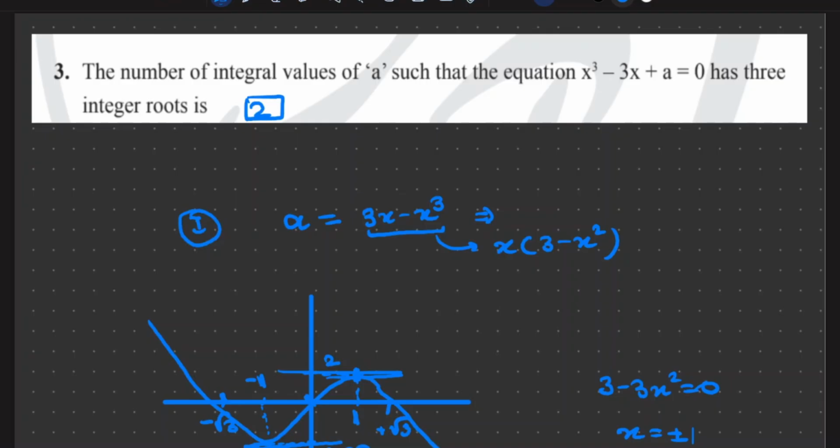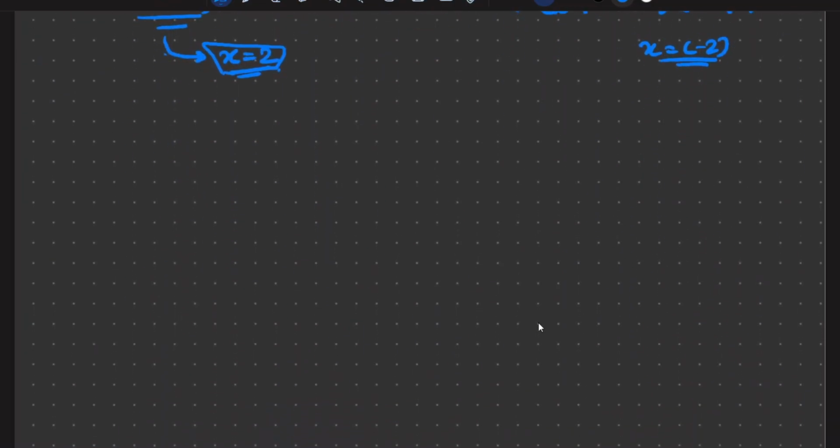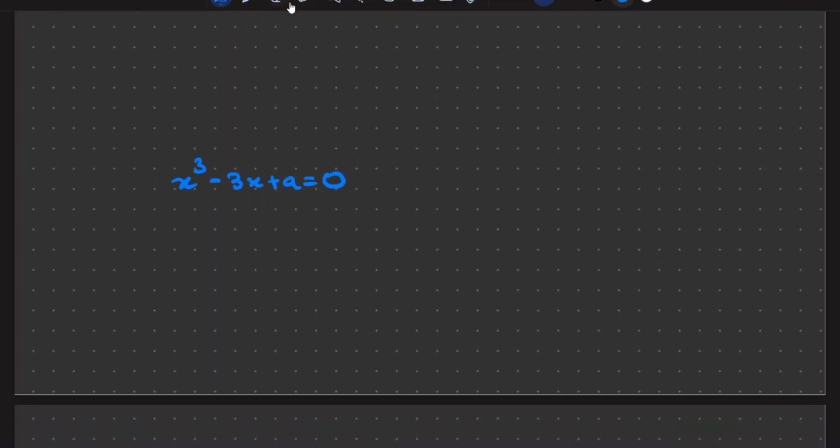Now coming on to the better approach which I told you about. In this approach, I'm not going to separate a. I'm just going to write this expression x cube minus 3x plus a is equal to 0, write the equation and draw the graph directly. Here we need to take three cases. The first case is where we assume that this equation has three distinct real roots.